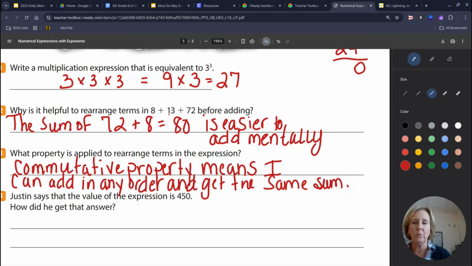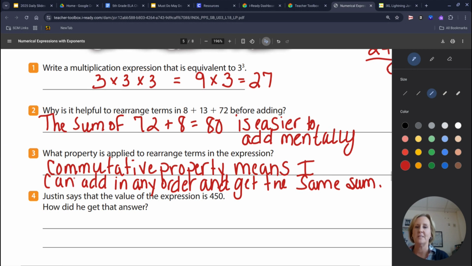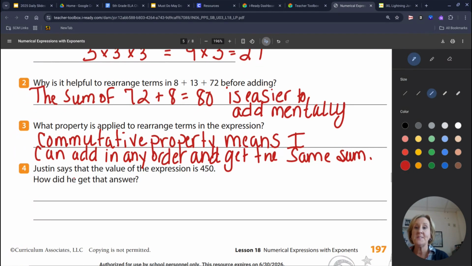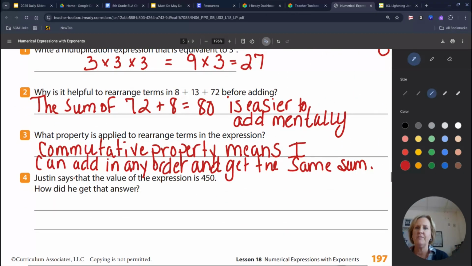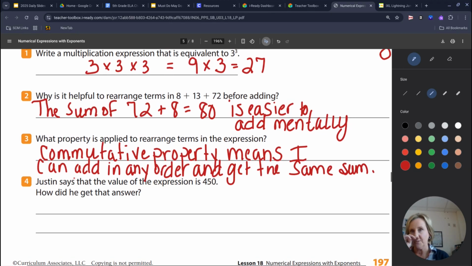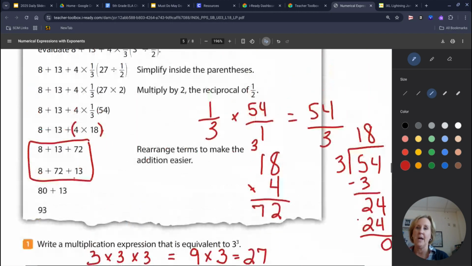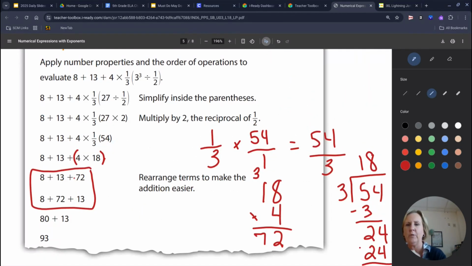Okay, doesn't matter what order I put it in, and it's because of this commutative property. Justin says that the value of the expression when he finished and got there, he got 450. Well, how did he get that answer? Clearly he did not follow something. So how would you get 450 from this mess?